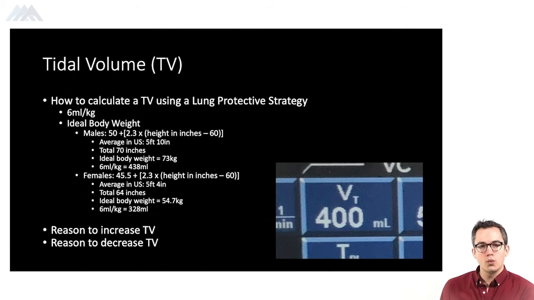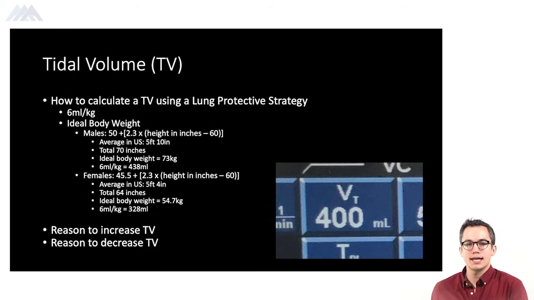When we're figuring out their weight in kilograms, we want to make sure that we use their ideal body weight, not what their actual weight in kilograms is at the time that you are taking care of that patient. For males, to figure out an ideal body weight, we're going to use the equation 50 plus 2.3 times their height in inches minus 60. And for females, we're going to use the equation 45.5 plus 2.3 times their height in inches minus 60.